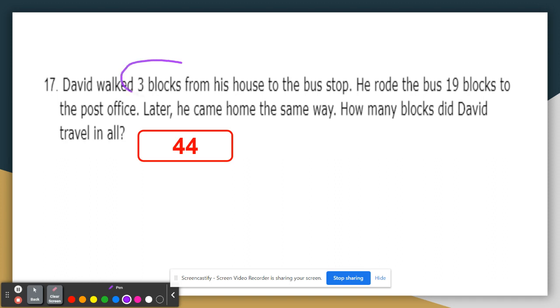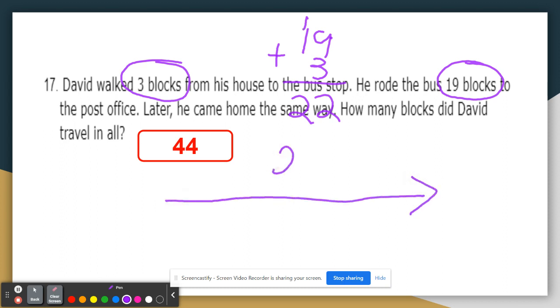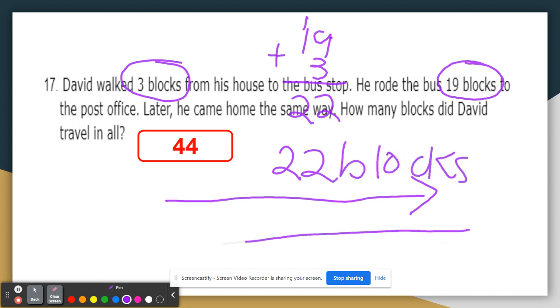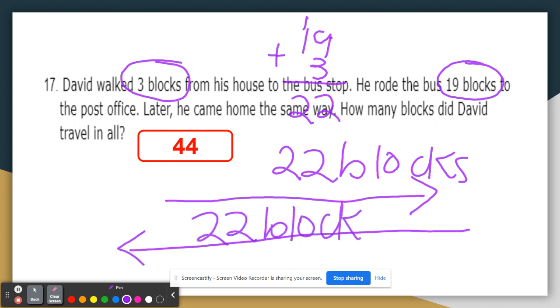First, we know that he traveled 3 blocks from his house to the bus stop, and he traveled 19 blocks to the post office. So we need to add 19 plus 3, which equals 22, right? Carry 1, 22. This is one way to the post office. He traveled 22 blocks. But then he came home the same way. That's why we got 44, because we add 22 blocks traveled in all. So we added 22 plus 22 equals 44.